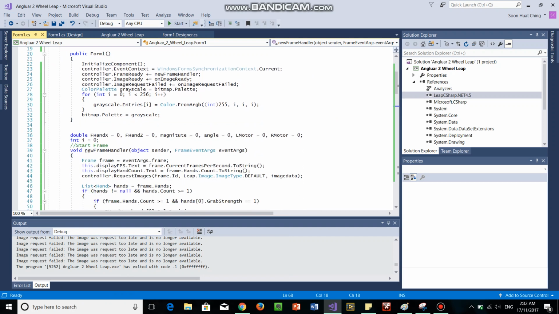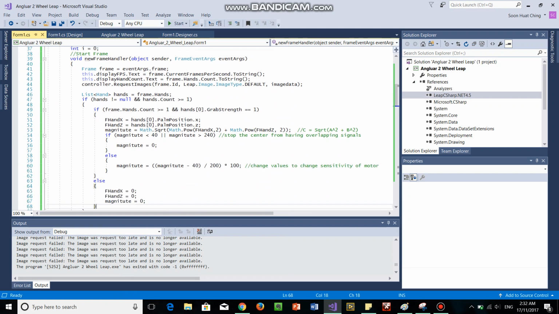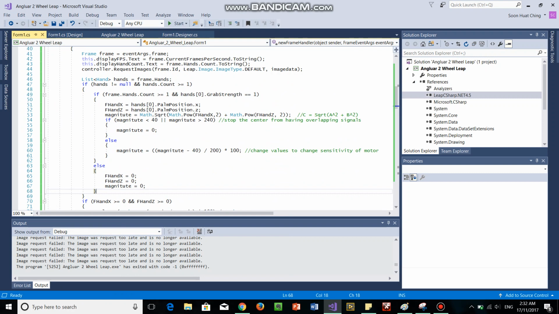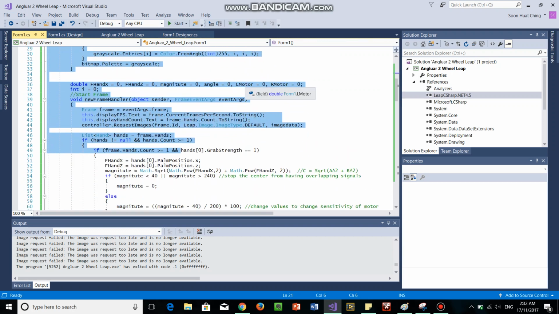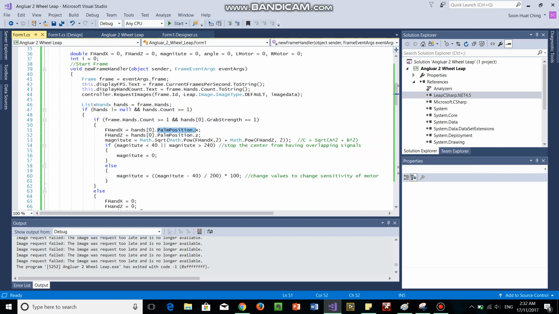Here is standard. Okay, once we have reached here, here is the hand count. So if the hand count from the Leap Motion is more than or equal to 1, and the hand that is detected is closed, or the grab strength is equal to 1, that's where we will put the palm position X and palm position Z into F hand X and F hand Z.